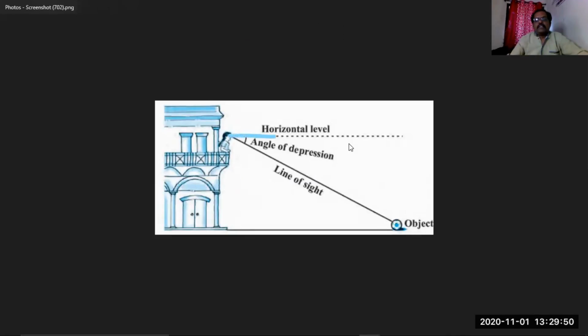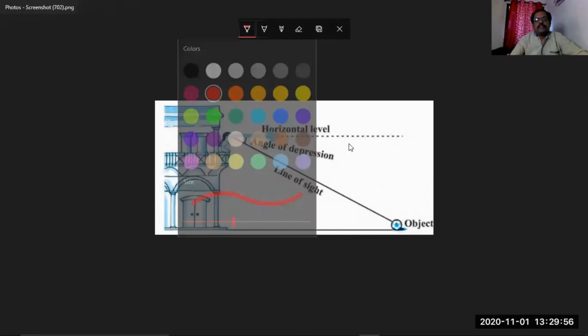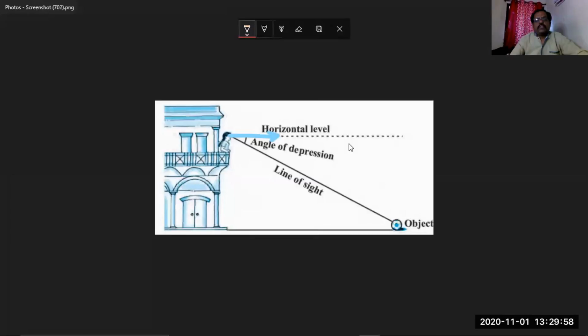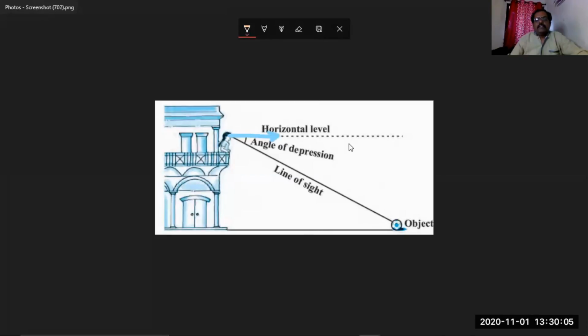See, this is the eye level. This one is the eye level. I will just show you the eye level and the line of sight. This is the eye level. This one is the line of sight, right?